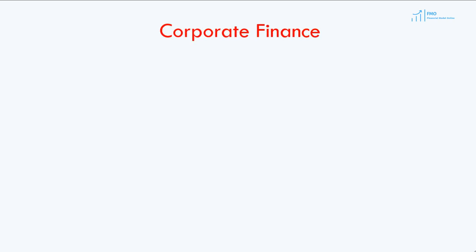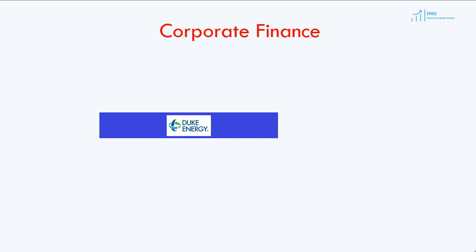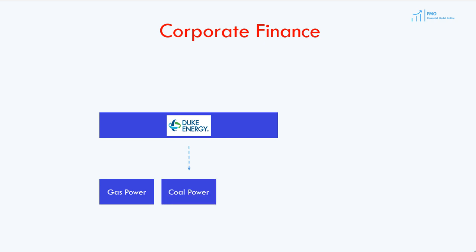To understand the specificity of the project finance, let's first take a look at a more conventional financing method, which is corporate finance. Suppose that we are looking at a large energy company, such as Duke Energy, which is a company with $60 billion in market capitalization and operations in the United States and Canada. Duke Energy may have numerous divisions, such as gas power generation, coal power generation, and energy transmission divisions.